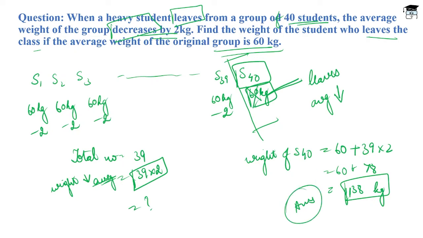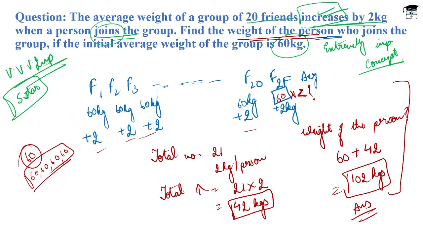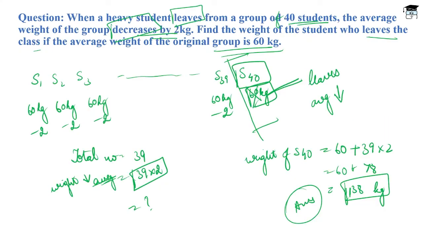The question is, find the weight of the student who leaves the class. The average of the group is 60. So the student, that is S40, who leaves the group is of 138 kgs. Right? We did the concept of addition. We did the concept of deletion also, when he leaves the group. Right? So now it is very simple.